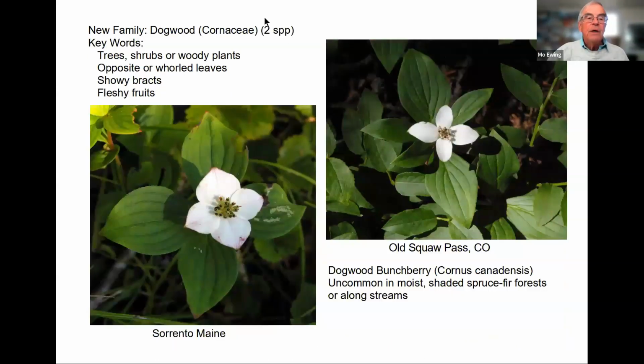Another one is in the dogwood family, Cornaceae, which is another new family with the keywords trees, shrubs, or woody plants with opposite or whorled leaves, and you can see the leaves are whorled here, showy bracts, and fleshy fruits.